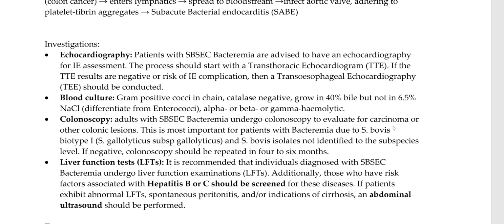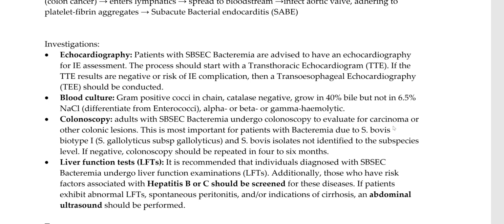Then blood culture, that is mandatory. You have to do it in infective endocarditis. So three sets of blood culture will be collected, and it shows gram-positive cocci in chains, catalase negative, which grow in 40% bile, but not in 6.5% NaCl. This is the point which differentiates it from the enterococci. And it could also be alpha, beta, or gamma hemolytic.